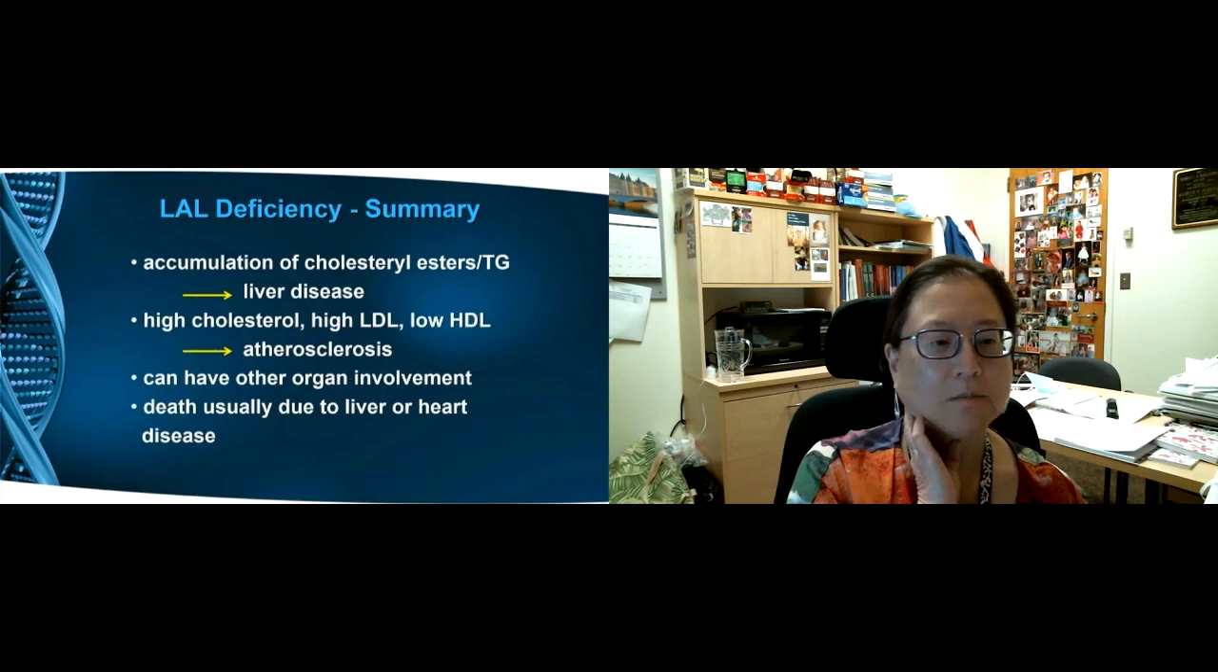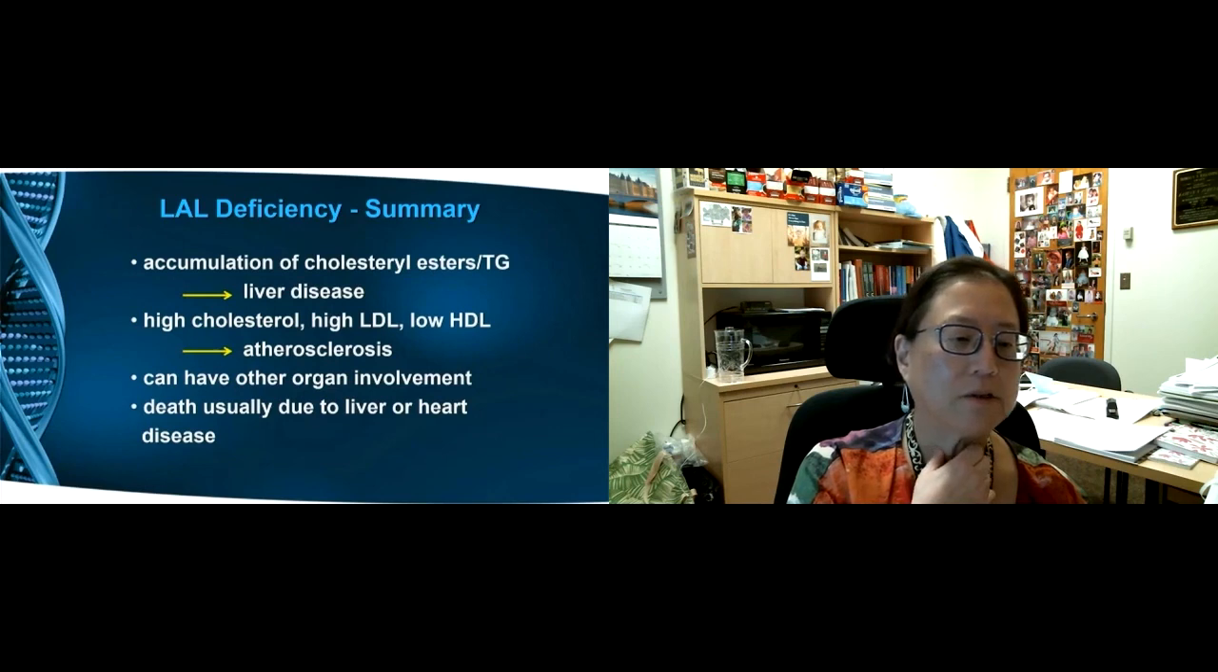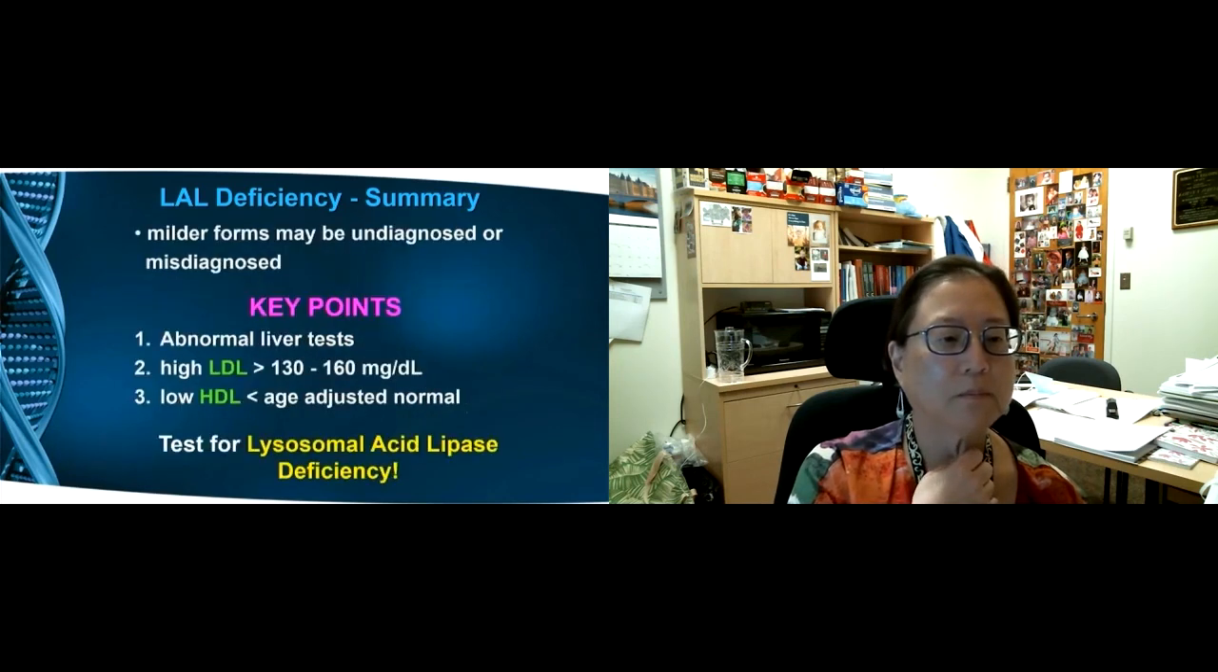And as a result, patients will accumulate cholesterol esters and triglycerides, which result in liver disease. Because of the high cholesterol, high LDL, and low HDL, patients will develop atherosclerosis. You can have other organ involvement besides these, and death, however, is usually due to liver or heart disease. Next slide.